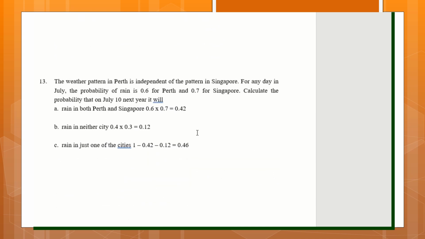Understand? A probability that it will rain. So pause as you go so you can read the question first, okay? Rain in both Perth and Singapore. So 0.6 times 0.7, 0.42. Rain in neither city. So never rain here, 0.4, never rain here, 0.3. You just multiply. Rain in just one of the cities. So you take 1 minus rain in both, and minus the neither rains. So you just 1 minus these two, you will get the answer.